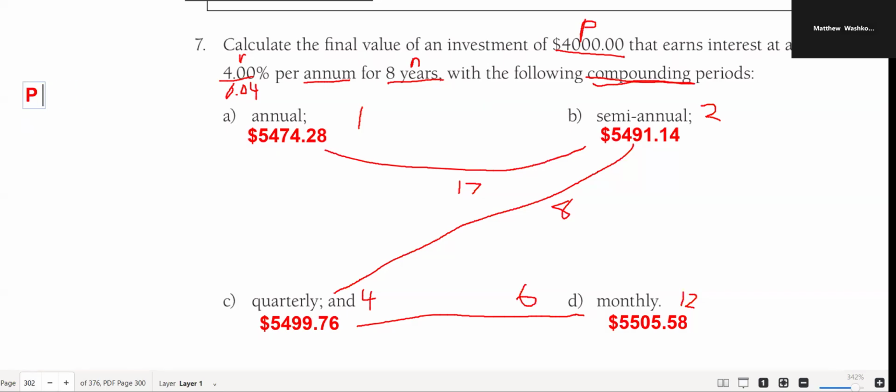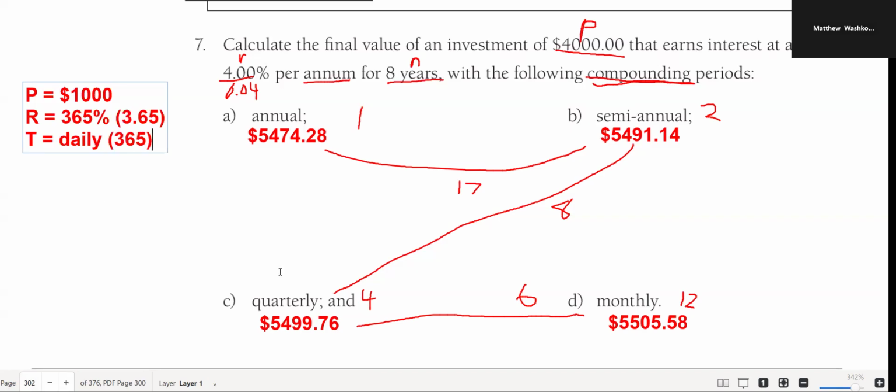Principal's $1,000. But the interest rate is going to be 365%. For reference, that's 3.65 as a decimal. And it's going to compound daily. So 365. So if I give you that for an example here, right?